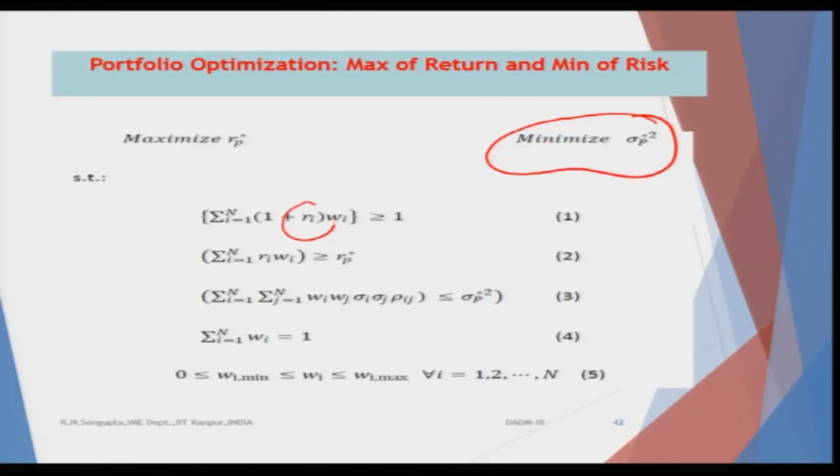Returns can be either positive or negative, but we will consider that in the long run the combined returns of the portfolio would be greater than what we started with. Some of these Ri values can be negative also. The second one is the portfolio returns, which is what I just discussed.